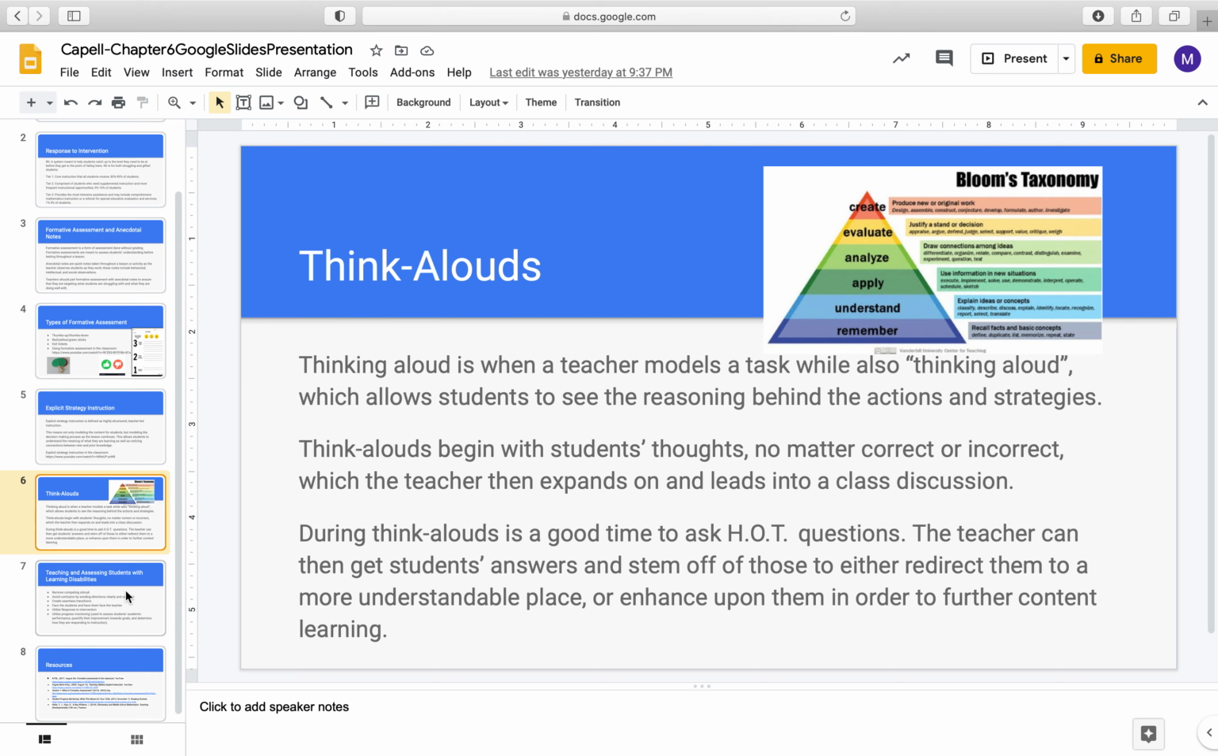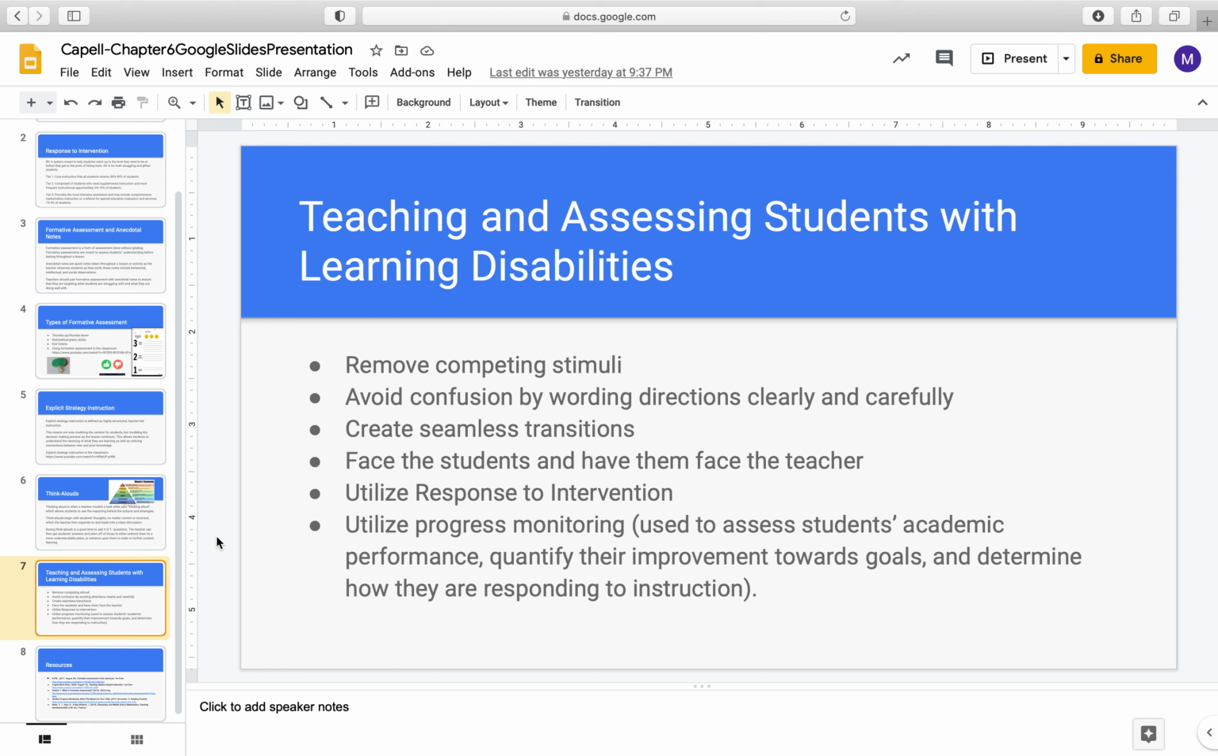Another one was teaching and assessing students with learning disabilities. I kind of think about this on the back burner when I'm making lesson plans, but don't really bring it to the front and ask, what can I specifically do to teach and assess students with learning disabilities? So one of the things that they mentioned in the books was removing competitive stimuli to avoid distracting the students, or maybe sensory overload. You don't want them to get overloaded with anything that's around you. You want them to focus on you and what you're doing.